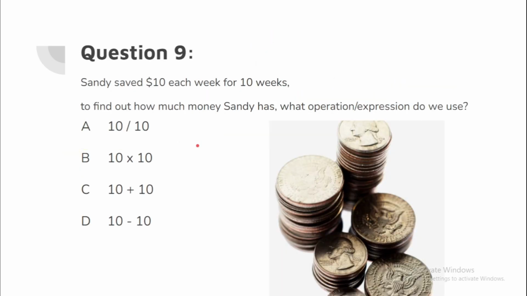All right, here's an easy one for you guys to do. Sandy saves $10 each week for 10 weeks. Find out how many Sandy has. What operation or expression do we use?